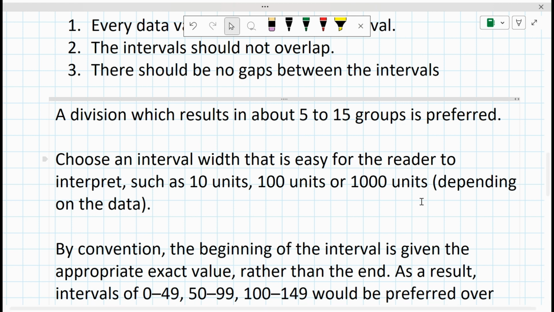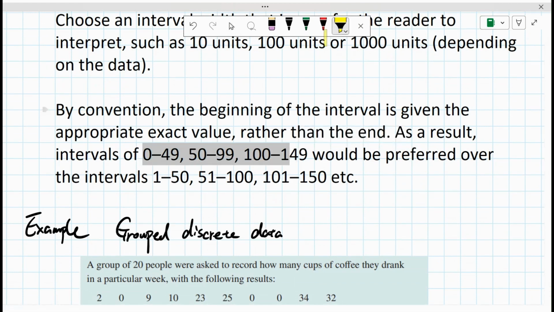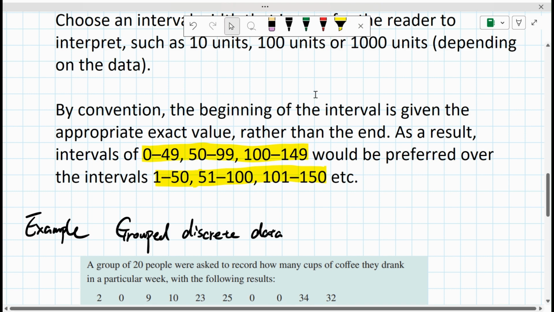Also, let's have a look at choosing the intervals. The widths should be easy to read, for example 10 units, 100 units, or 1,000 units, depending on the data. You can look at examples like these ones, and all of these are actually preferred.